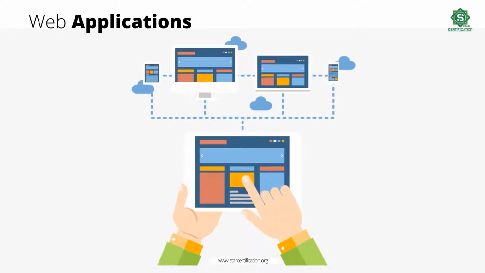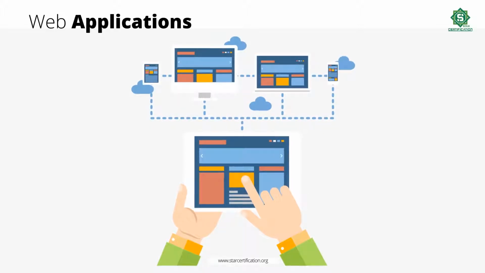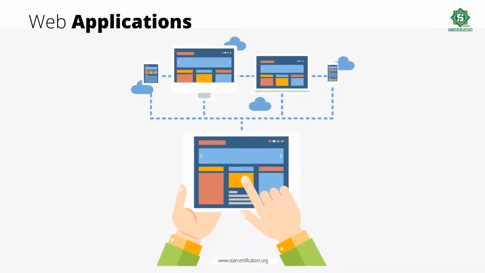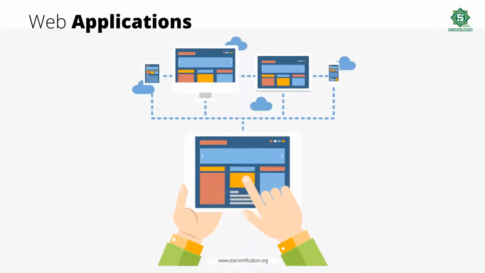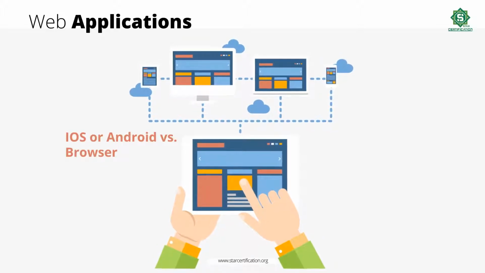What is a web application? A web application is a computer program that makes use of web technology and web browsers for performing tasks on the internet. A web application isn't really different from a native application, just the platform is different, that is iOS or Android versus browser.